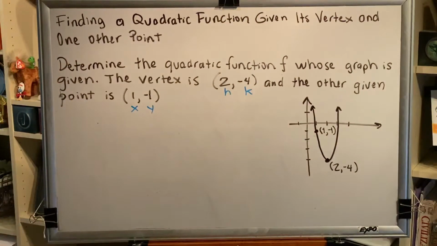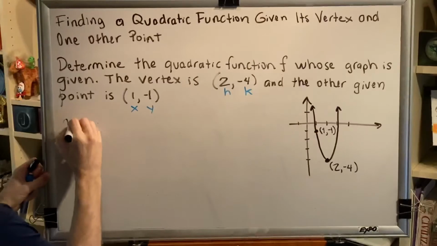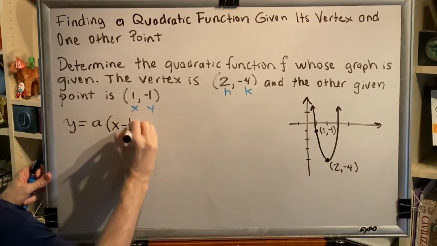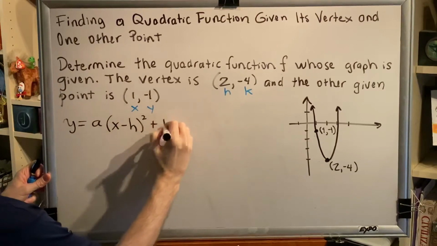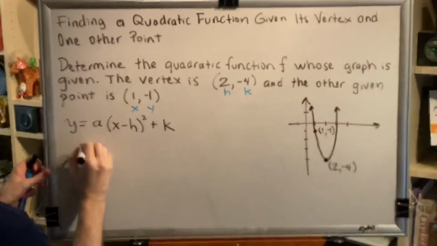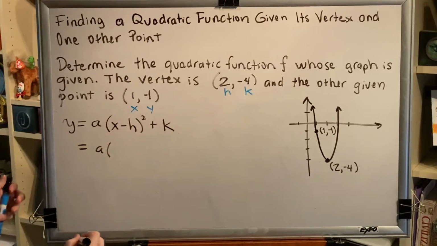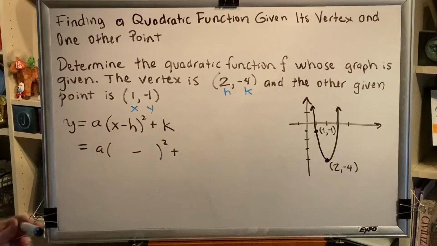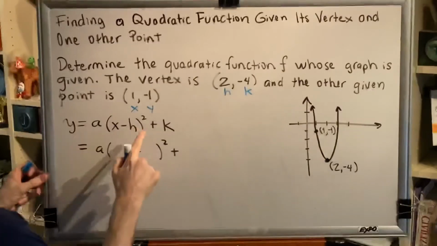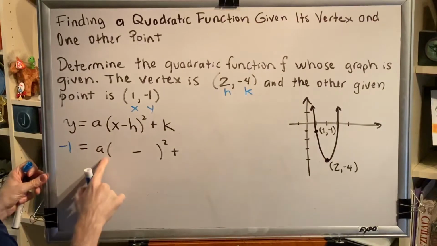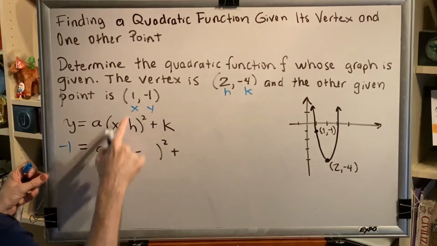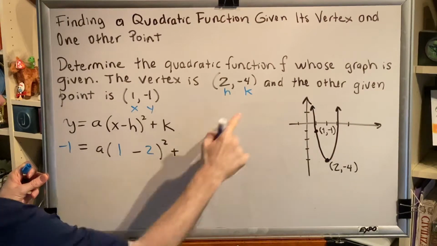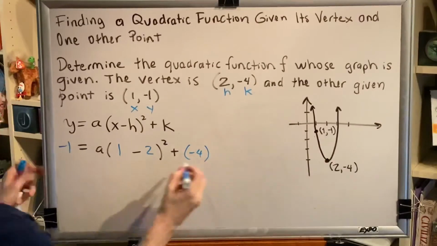And then put them in our vertex form. The vertex form of a parabola is y equals a, open parenthesis, x minus h, close parenthesis, squared, plus k. So everywhere we see an x, y, h, or k, we're going to put numbers. A we will leave alone. So y is equal to -1, a we leave alone, x is equal to 1, h is equal to 2, k is equal to -4.